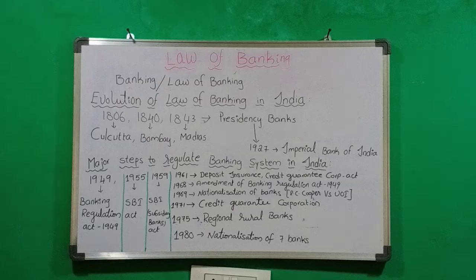Next, in 1971, creation of Credit Guarantee Corporation. In 1975, Regional Rural Bank establishment. Again, in the year 1980, nationalization of 7 banks with deposits over 200 crores. Based on the above regulation steps taken by the government of India, the banking system has undergone a major structural transformation which restored more commercial and private banks in India.